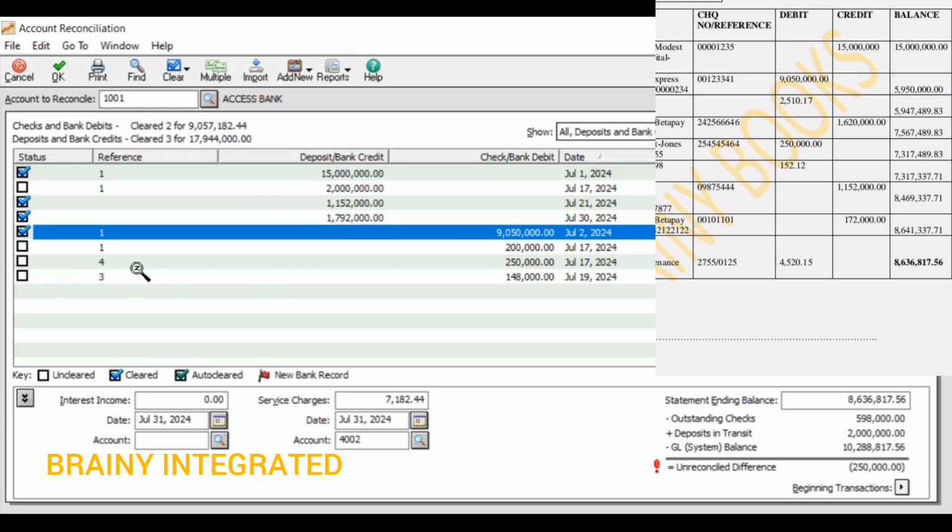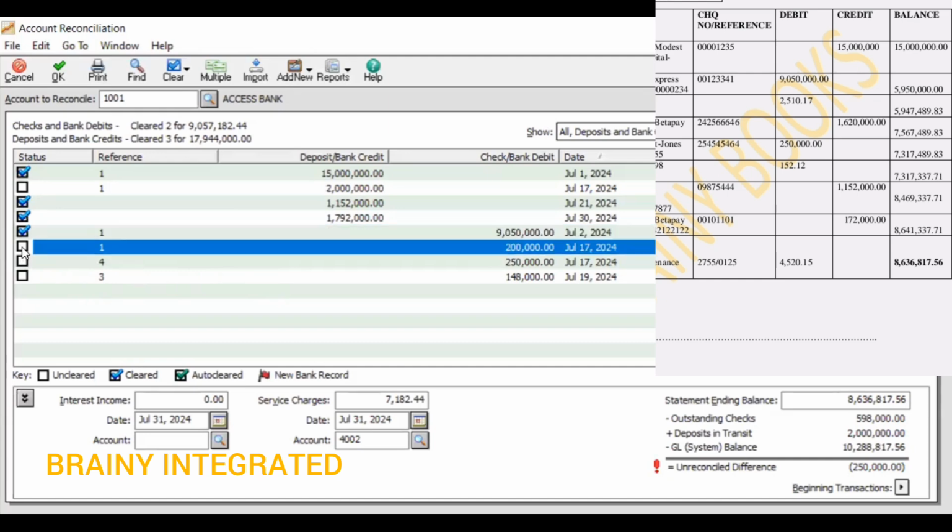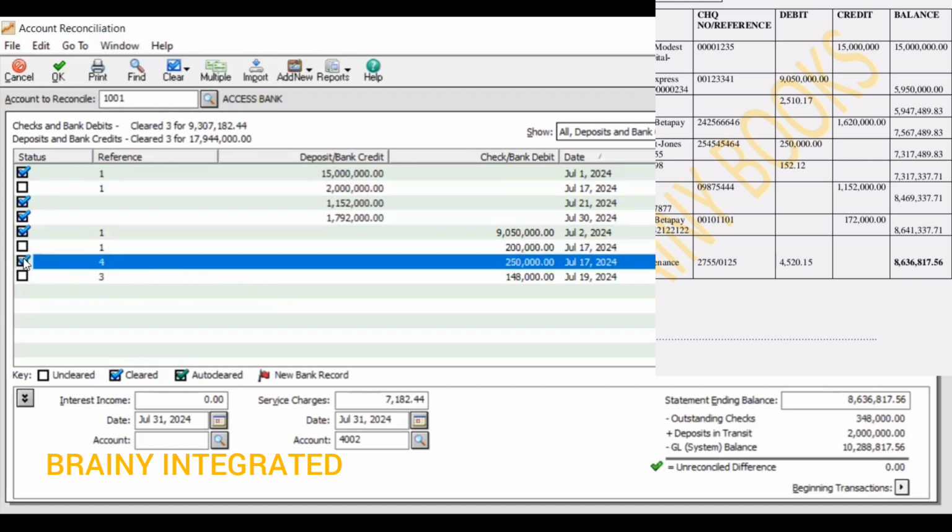250,000 also. Okay, 250,000 cleared because it is a payment that was made for diesel. So it cleared. Can you see it? It's on the debit side of the bank statements. It cleared. 250. Sorry, I said 200,000. So it's 250,000 that cleared. Okay. So the next transaction that I want to look at is 148,000. Did 148,000 clear? I cannot see 148,000 anywhere in the bank statements. So it means it did not clear.